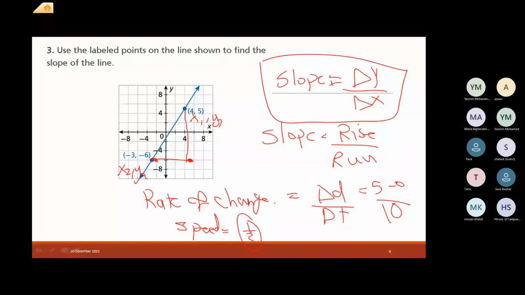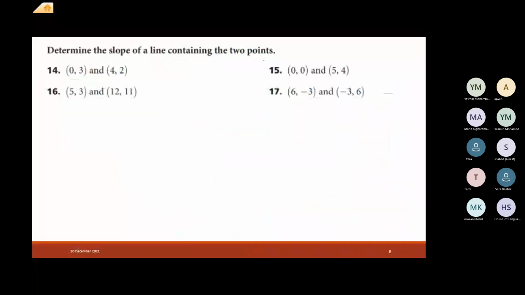Now then, here we have these examples. Now let's solve number 17. Just how you will find the slope. Who can tell me? Yes, Lara. Right. Okay. How do you find the slope? Yes, Mayar.